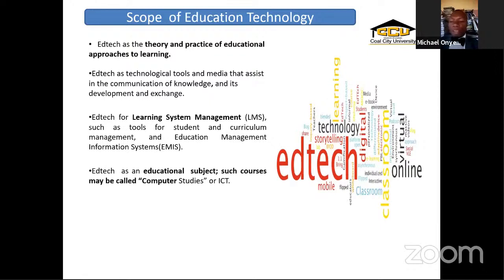Then we can look at education technology as different tools, which I talked about at the beginning, things that help people to exchange ideas, share ideas, and carry out research.